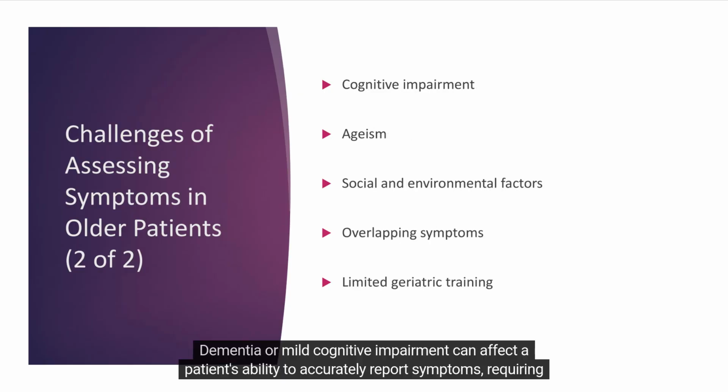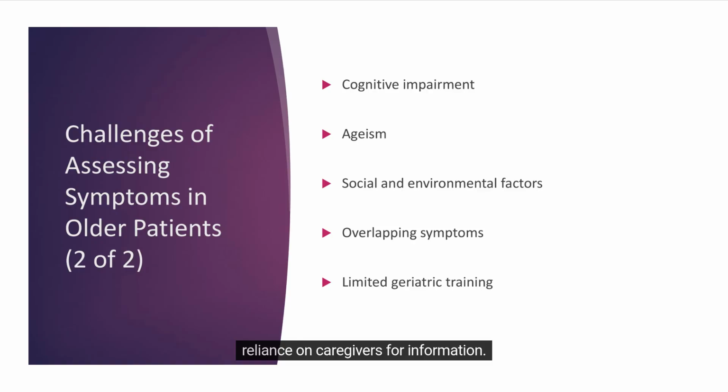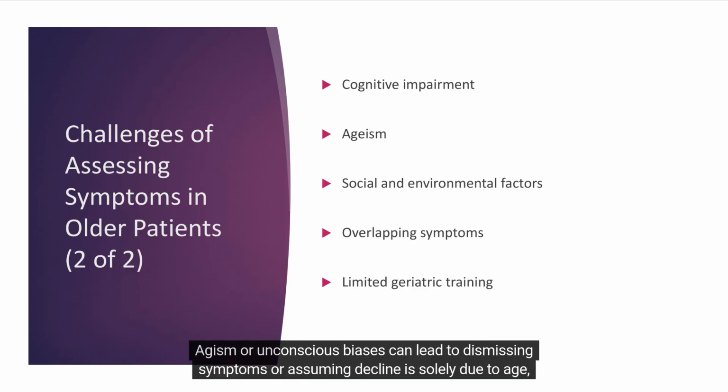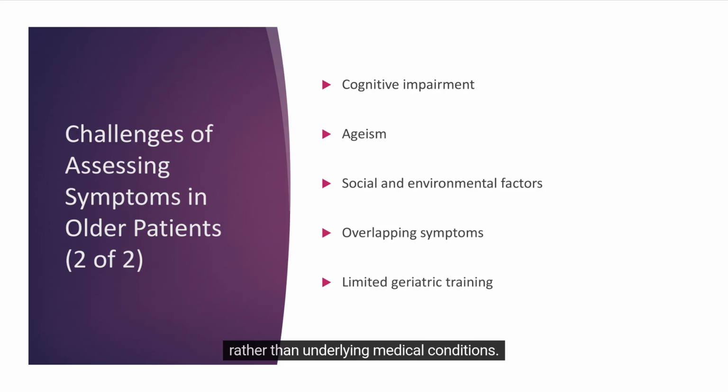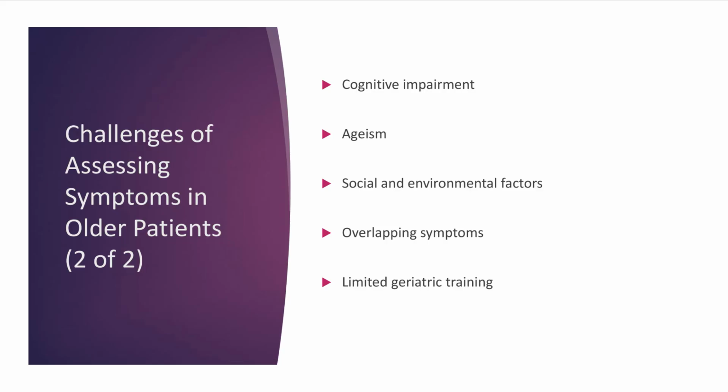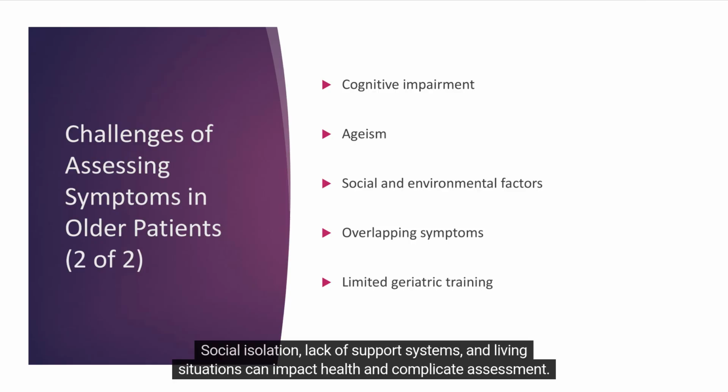Dementia or mild cognitive impairment can affect a patient's ability to accurately report symptoms, requiring reliance on caregivers for information. Ageism or unconscious biases can lead to dismissing symptoms or assuming decline is solely due to age, rather than underlying medical conditions. Social isolation, lack of support systems, and living situations can impact health and complicate assessment.